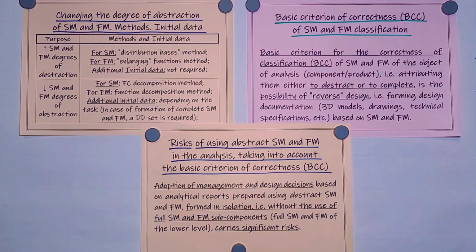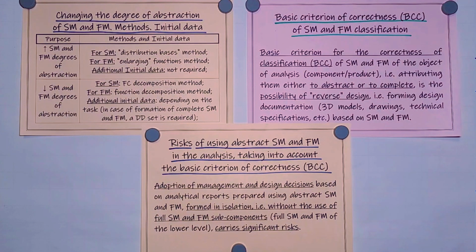In more detail, the process of translating structural and functional models of full or average level of abstraction into structural and functional models of the top level of abstraction, or higher level of abstraction, will be considered in the practical cases of Block 2.